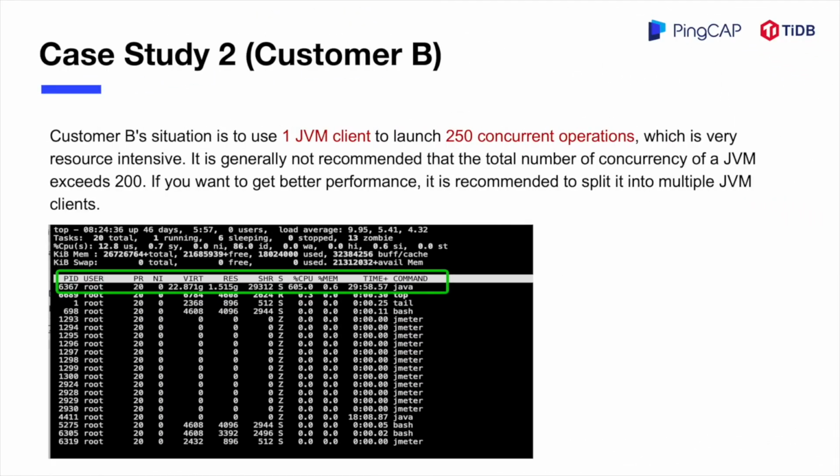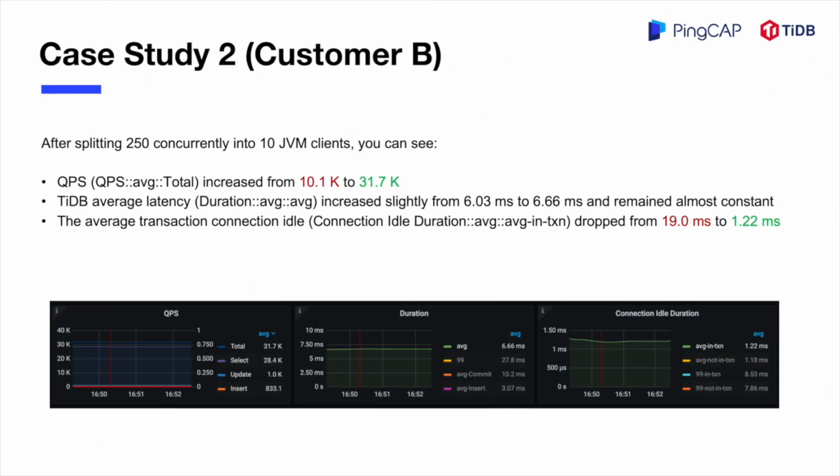Customer B's situation is to use one JVM client to launch 250 concurrent operations, which is very resource intensive. It is generally not recommended that the total concurrency of a JVM exceeds 200. If you want to get better performance, it's recommended to split into multiple JVM clients. After splitting 250 concurrent operations into 10 JVM clients, you can see the QPS increased from 10,000 to 31,000.